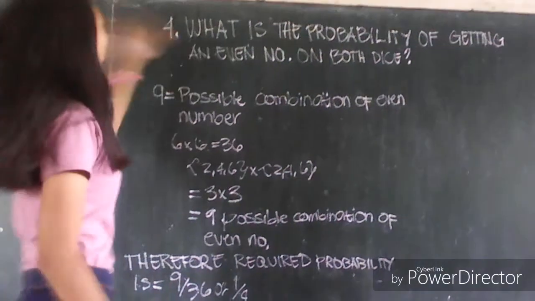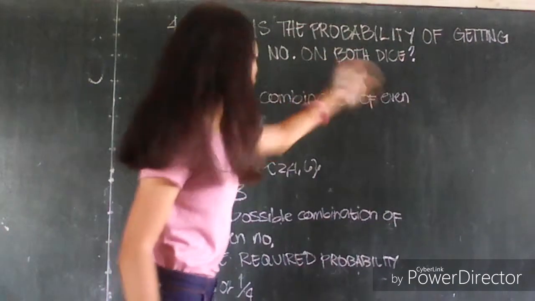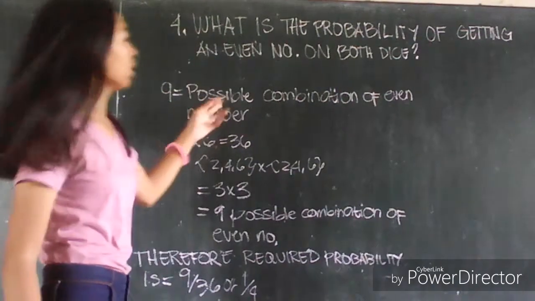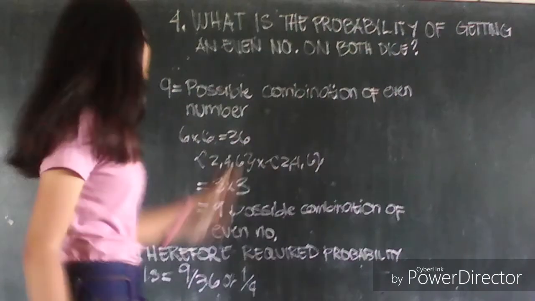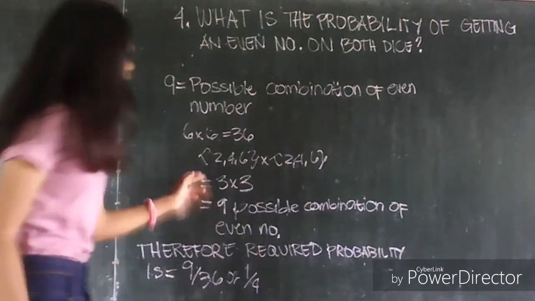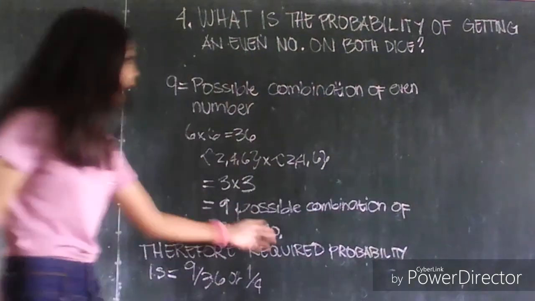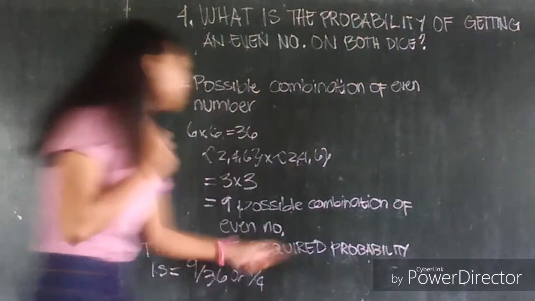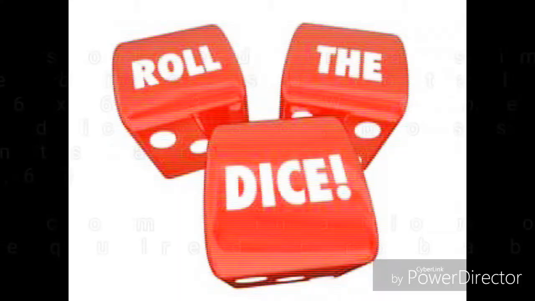Number 4. What is the probability of getting an even number on both dice? 9 possible combinations of even numbers. 6 times 6 equals 36. Set 2, 4, 6 multiplied by set 2, 4, 6 equals 3 times 3 equals 9 possible combinations of even numbers. Therefore, the required probability is 9/36 or 1/4.